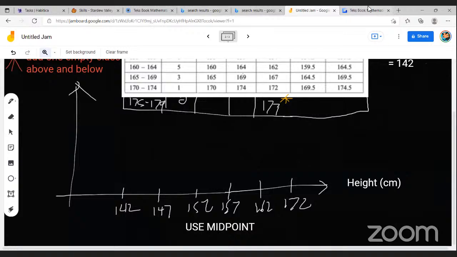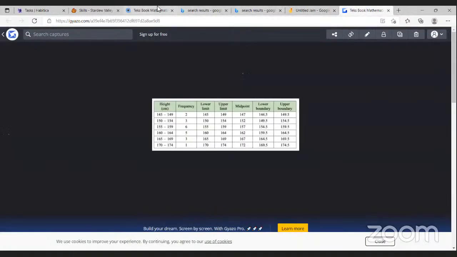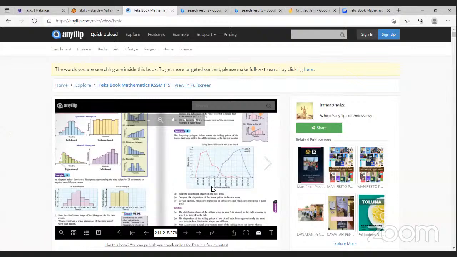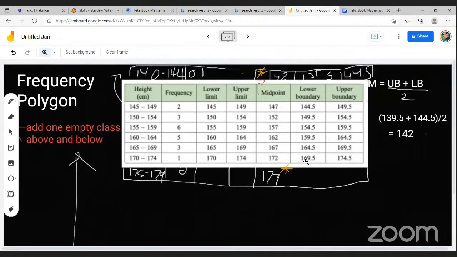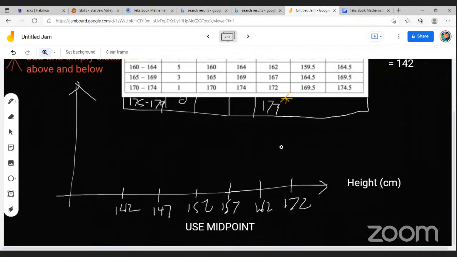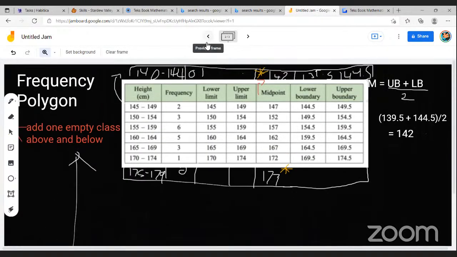So now, let me go back to the textbook. If they want me to draw the polygon with the histogram, should I straight away just construct one table with midpoint together, or do I need to write two tables? Good question. It really depends on what they ask of you.